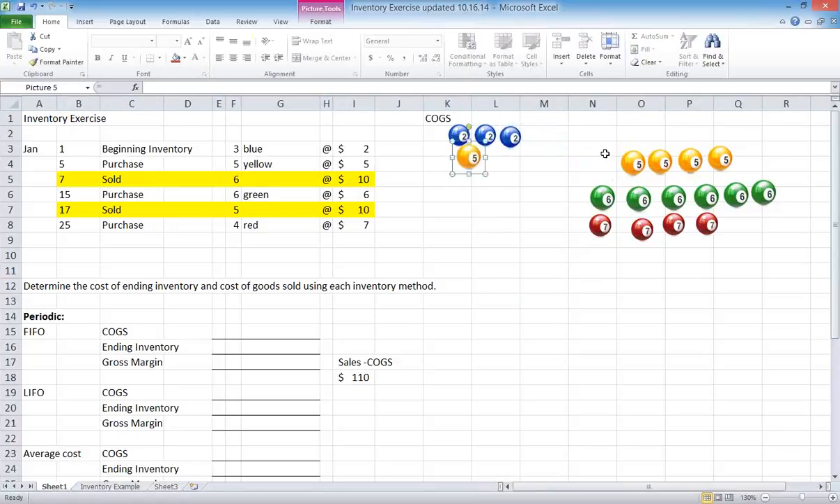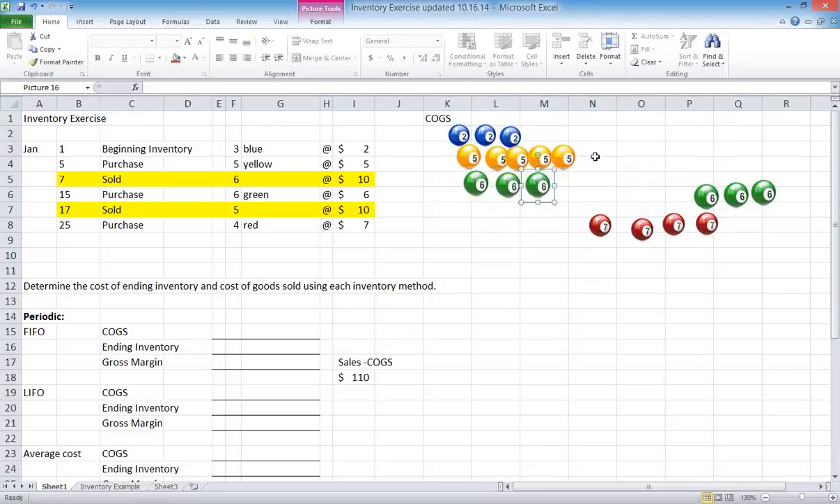That's 3. Here's 4, 5, 6, 7, 8, 9, 10, 11. So these are my cost of goods sold, the 11 I sold, and these others remaining are my ending inventory, or the cost of my ending inventory. And as I said, I set this one up so that their cost is actually on them. So hopefully we can add and come up with these numbers.